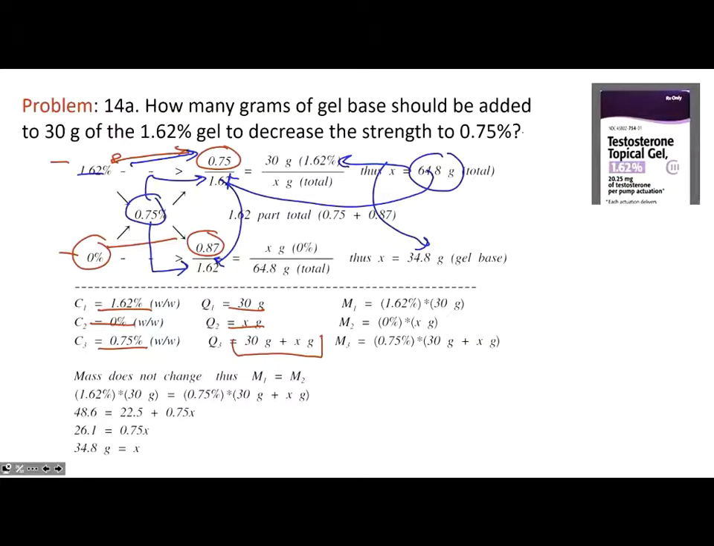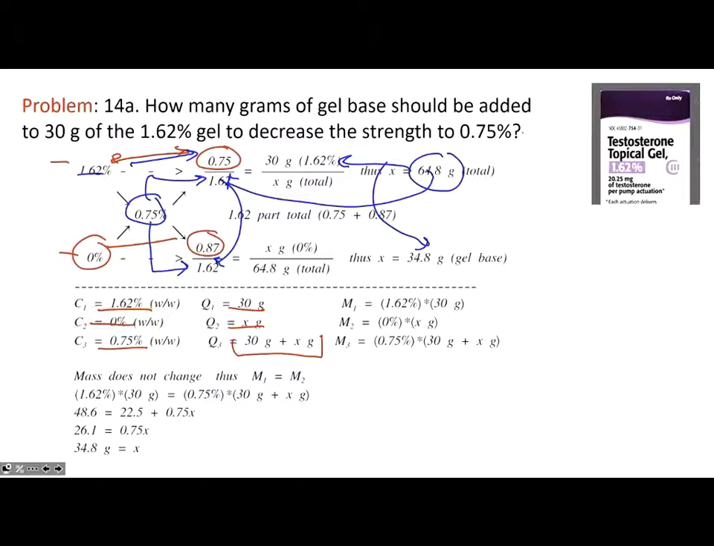So let's take the 1.62% times the 30 grams and set that equal to the 0.75% times the 30 grams plus X. Do that little bit of algebra and multiply that through, and I won't read all of that through here, but hopefully you could be able to solve for X in this case. And X represents essentially the weight of gel base to add, and it's the same answer as we got above for the alligation. Any questions on that?